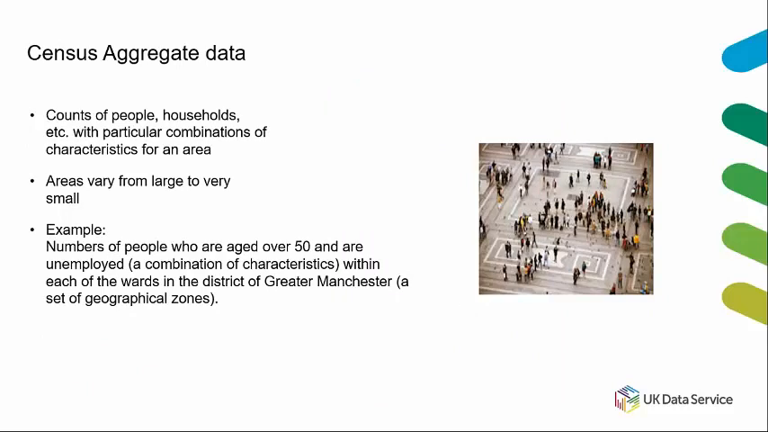So census aggregate data. Aggregate data provides counts, usually of individuals or households, with particular characteristics for an area. And this area could be very large or it could be very small. So the benefit of having census data is that it allows you to be very flexible. So you may want to produce tables or graphs based on a very small population. So for example, the number of people who are aged 50 and are unemployed, a combination of characteristics, within each of the wards in the district of Greater Manchester. So that would be a set of geographical zones.